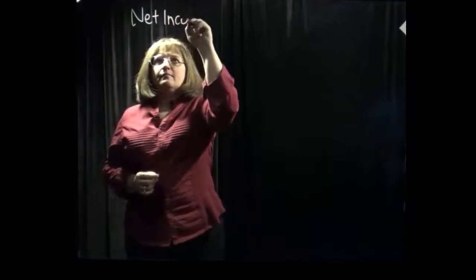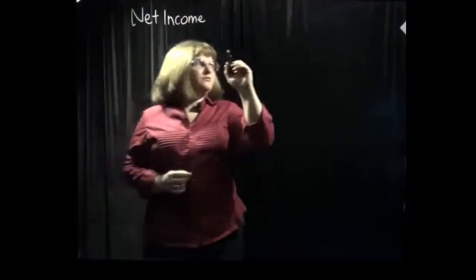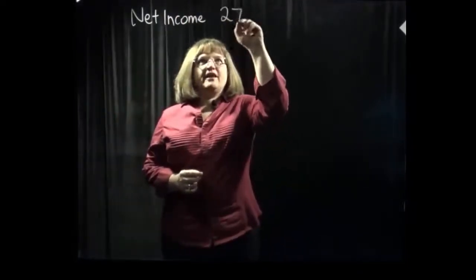With the information we're given, we realize that we need to use the indirect method for calculating the operating cash flows. We don't have enough information to use the direct method. So we use what we're given. We start with net income, and this was given to us as $275,000.